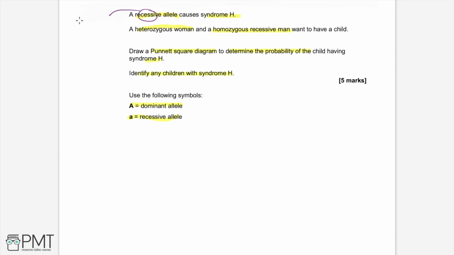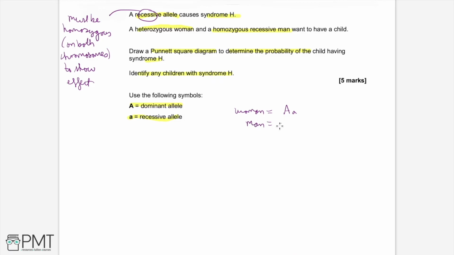Well, a recessive allele is one which it must be homozygous for the trait to be shown. Now, homozygous means that it's present on both chromosomes. Well, let's think about the genotypes of both parents. That is, which of the alleles each of them have. Well, the woman is heterozygous, meaning she has one of each allele. So we can refer to her as capital A, lowercase a. The man is homozygous recessive, so has 2 recessive alleles, noted by 2 lowercase a's.